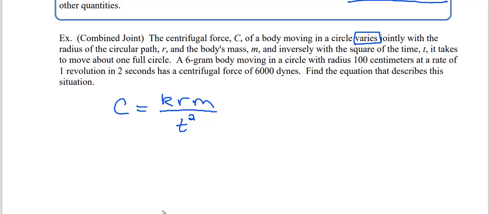A 6-gram body moving in a circle with radius 100 centimeters at a rate of 1 revolution in 2 seconds has a centrifugal force of 6,000 dynes. Find the equation that describes this situation. I am not going to expect you to know all these units and what is appropriate here.